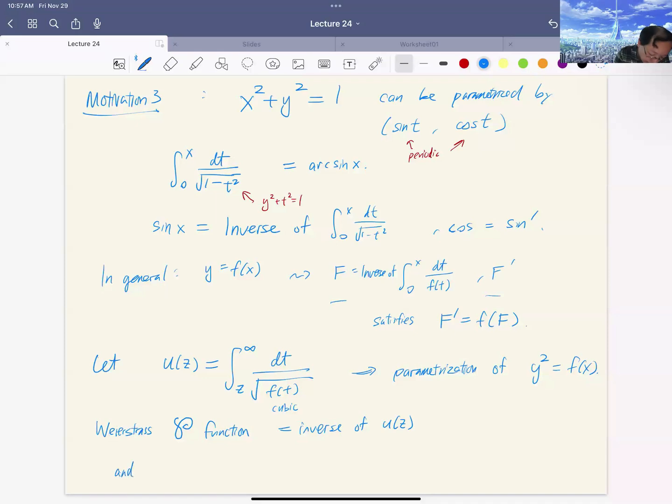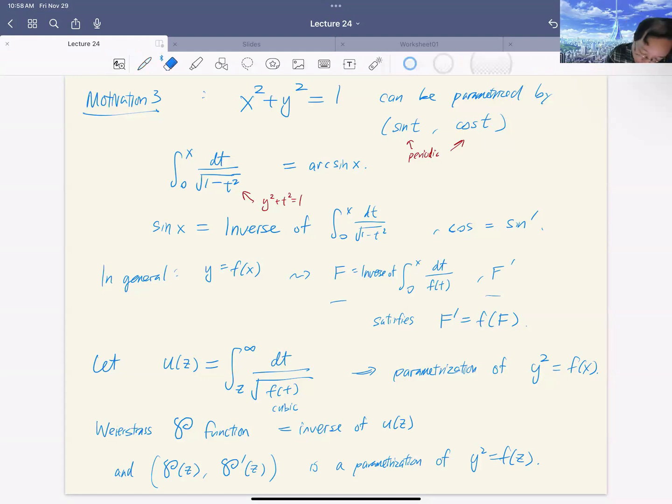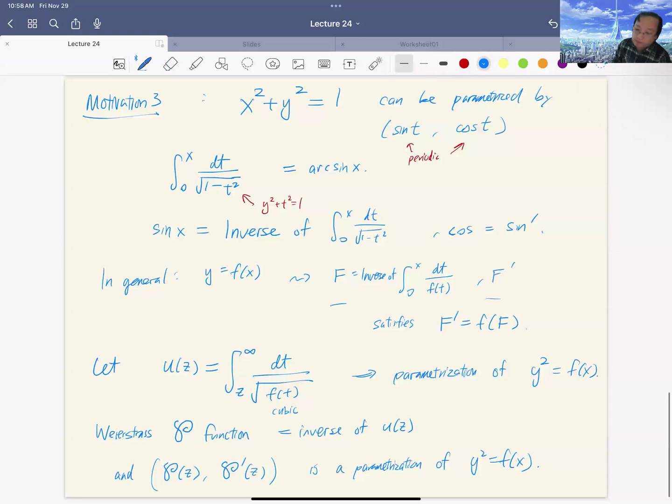And the general theory tells us that this function and the derivative function is a parameterization of the cubic curve, but now in the complex world. So we allow complex arguments also. So both x and y can be complex. Yeah, so this is how, in the abstract case, to compute the parameterization, just like sine and cosine.